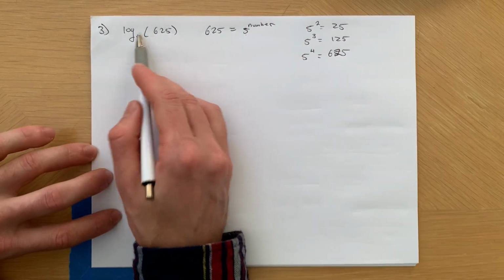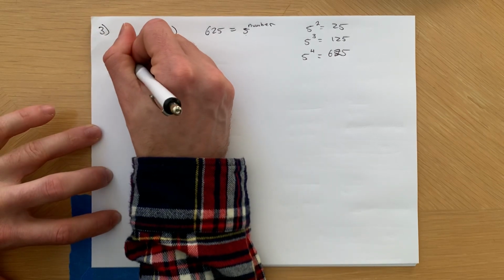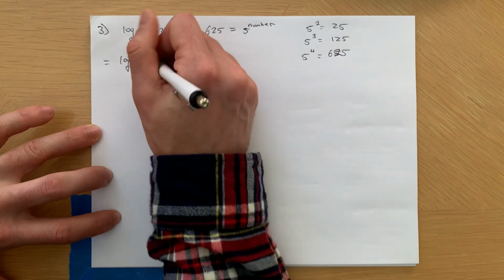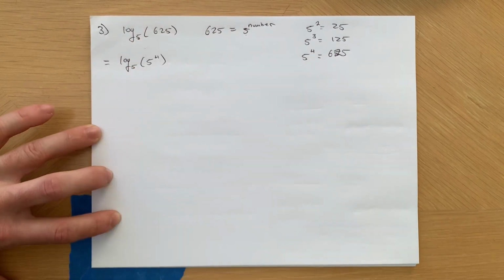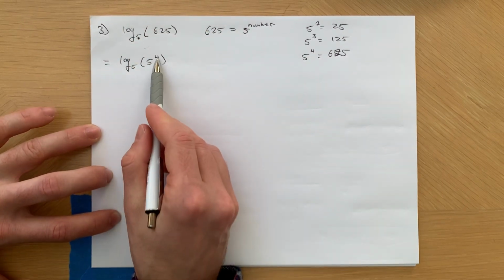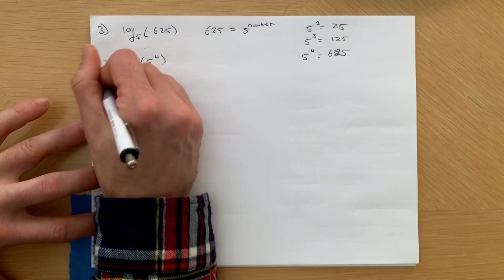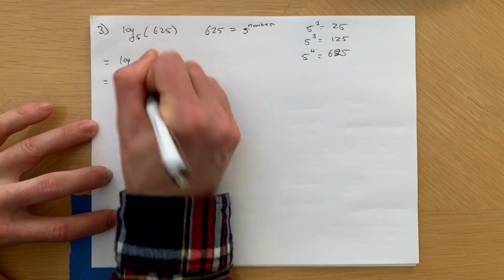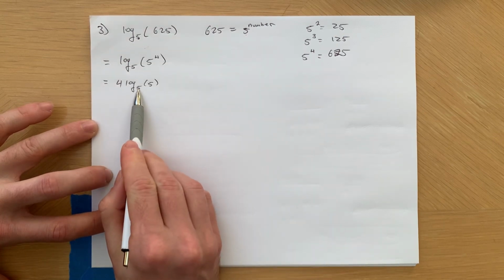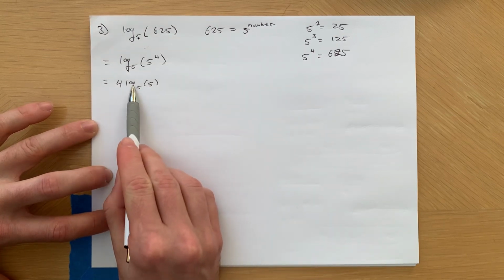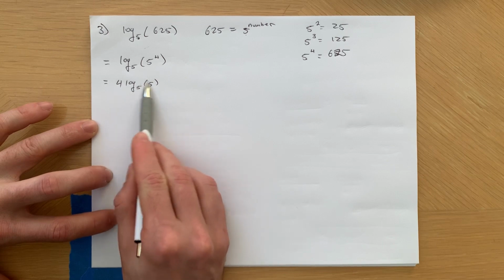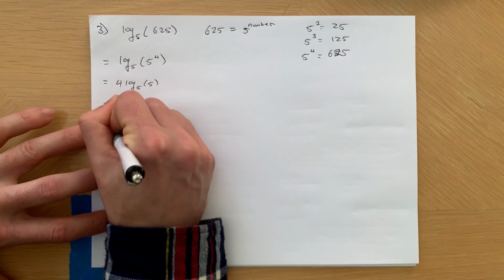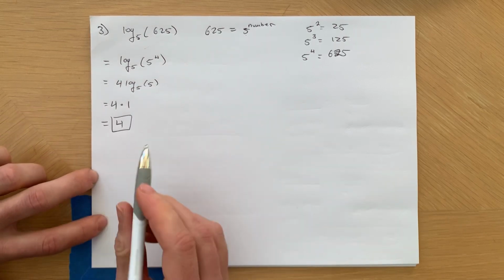And so what we're going to do is rewrite this problem as log base 5 of, instead of 625, 5 to the 4. And so now we're going to use log rules. The first log rule is this power can move into the front. So this is going to be 4 log base 5 of 5. And then remember, whenever the base and the inside are the same thing, so the base is 5, the inside is 5, that's just equal to 1. So this is 4 times 1, which is equal to 4. So the answer to this problem is just going to be 4.